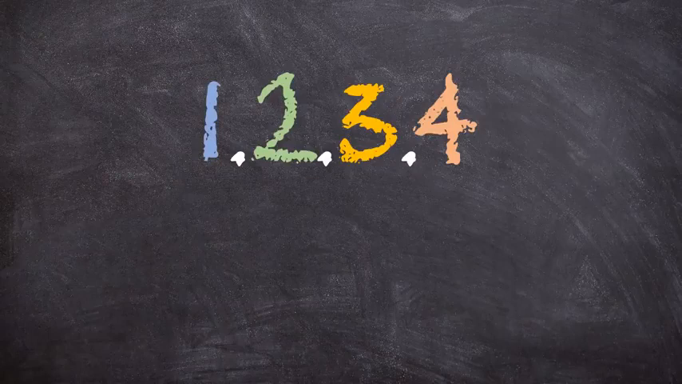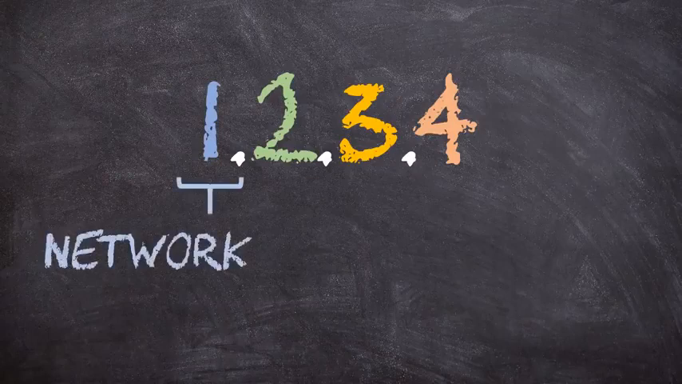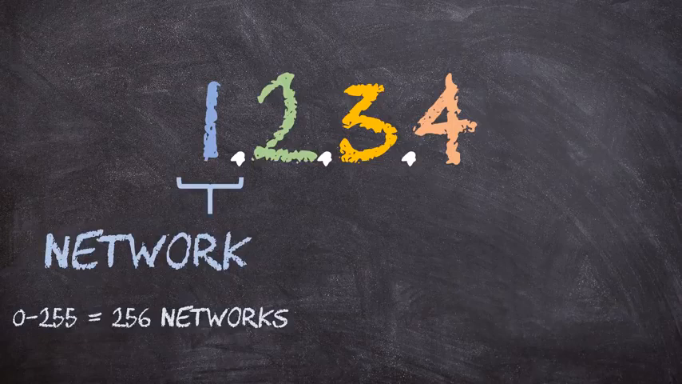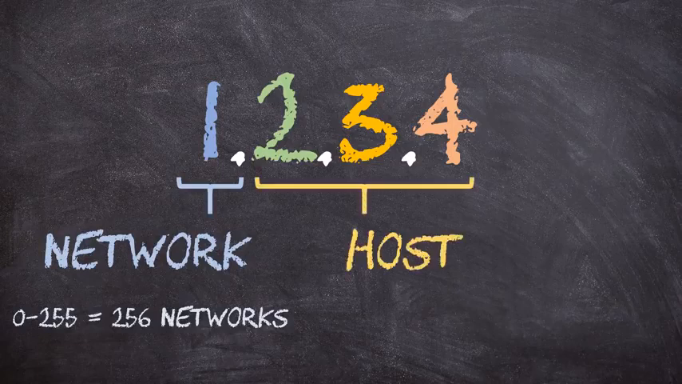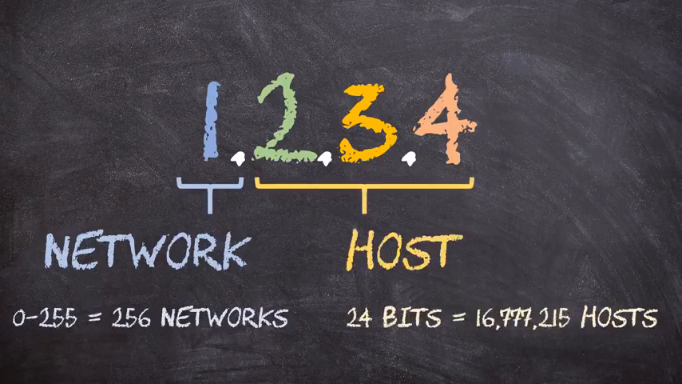When the Internet Protocol was first created, the first octet always represented the network, and the following 3 octets were used for hosts. The largest value that we can get out of a single octet is 255. That means that there was only room for 255 different networks. On the other hand, 3 octets meant that there could be over 16 million host IPs in each network.